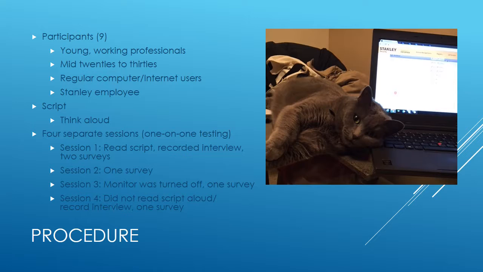For Session 3, the user was at an actual computer versus a laptop, so instead of using a piece of paper to cover the screen, the monitor was turned off. This session consisted of only 1 participant. For Session 4, I did not read the script or task card aloud. Participants read the script themselves due to the noise level, and the website or computer screen was not hidden from them prior to the start of testing. The interview was also not voice recorded. This session consisted of 2 more participants.